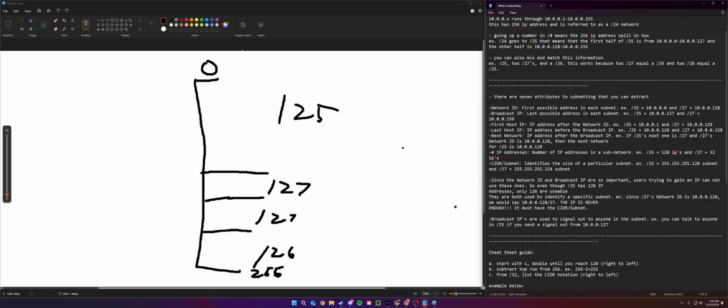They're both used to identify a specific subnet. So /27's network ID is 10.0.0.128. We would say 10.0.0.128/27, if that makes sense. And the IP is never enough. It's always got to have these slashes and then whatever the number is. Never forget them.